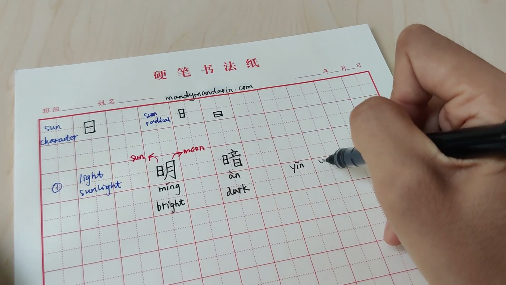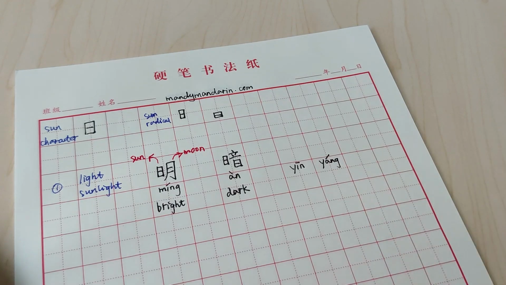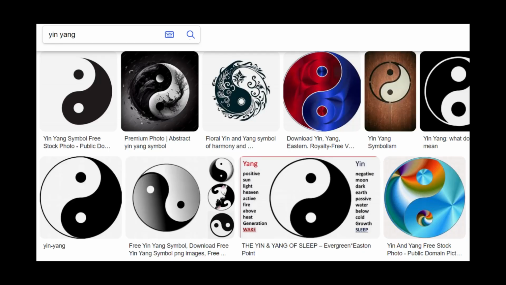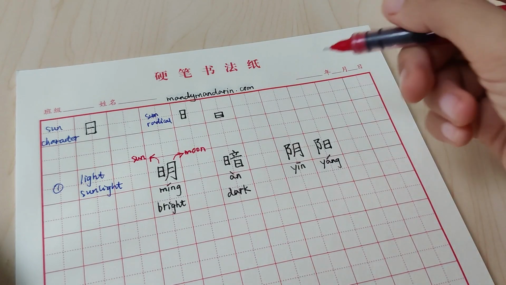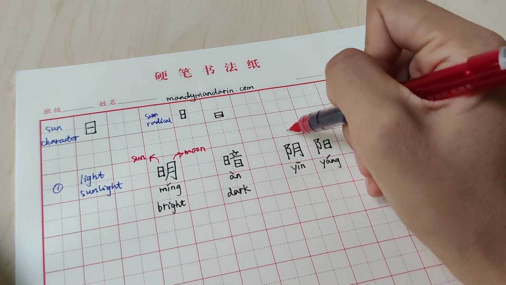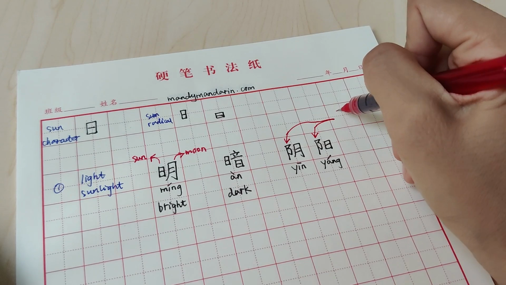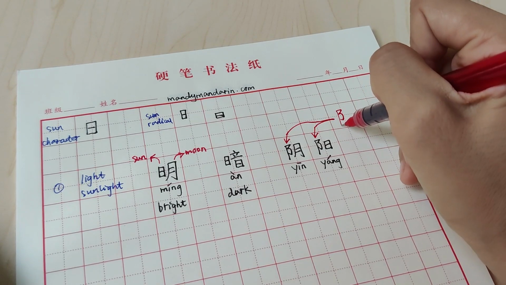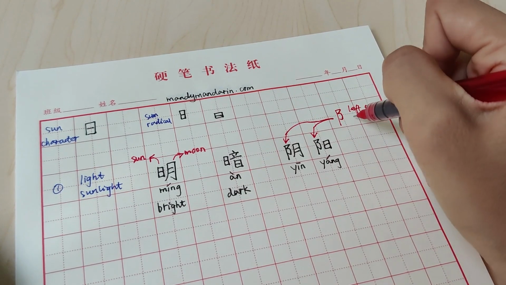阴阳. Yin yang. Does that sound familiar to you? Yeah, if that sounds familiar to you, maybe you would think about this. Okay, let's take a good look at it. They both share this radical. This is the left ear radical.